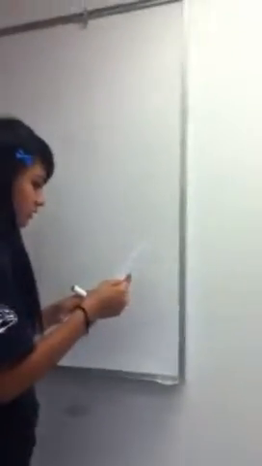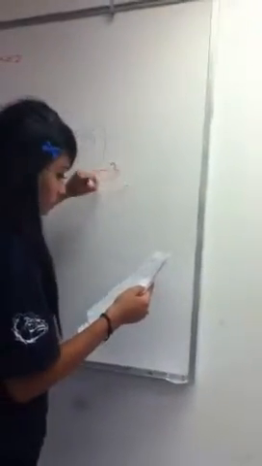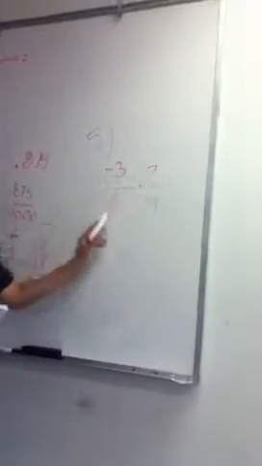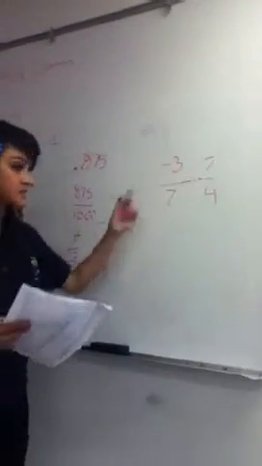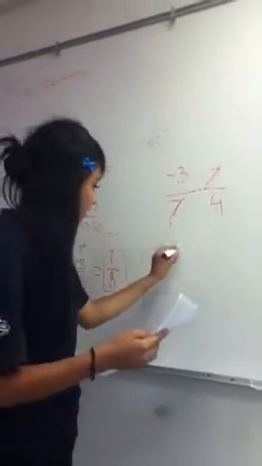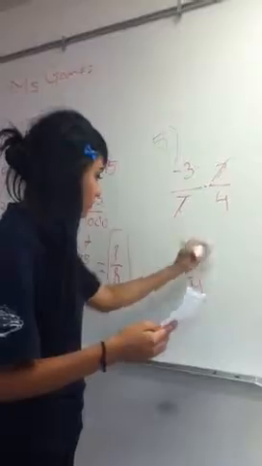Finally, number 5 is negative 3 over 7 times 7 over 4. Now here you can cancel out 7 from both sides because 7 and 7 will be the same. So both 7's cancel out, and you're left with negative 3 over 4. And that's standard 2.